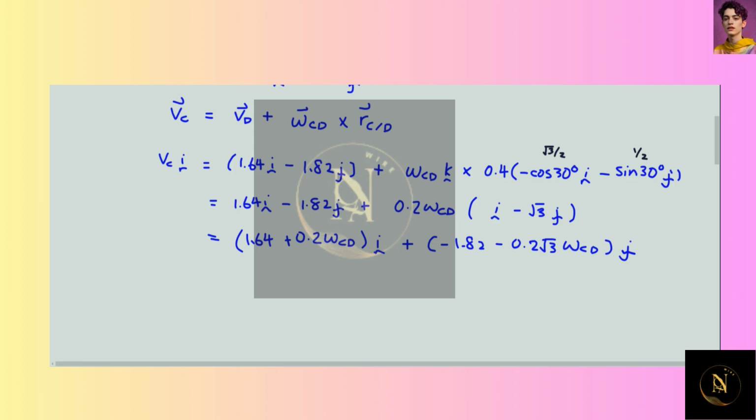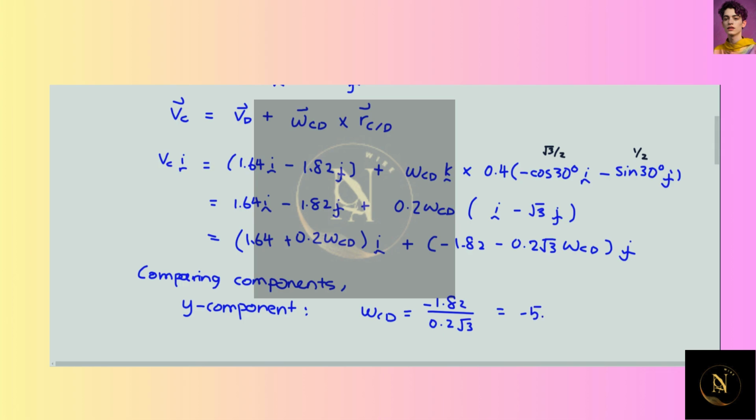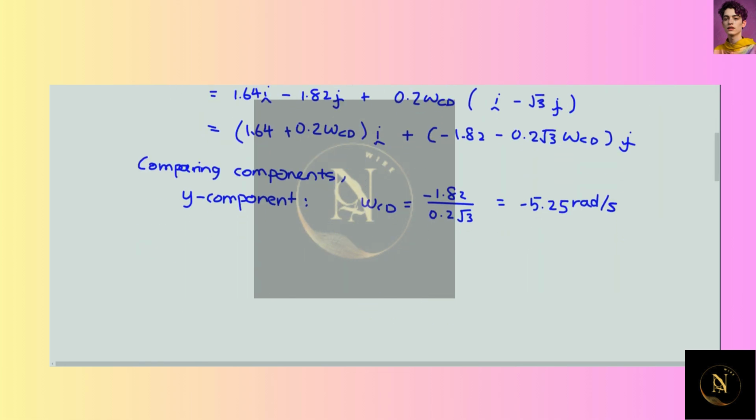Then we compare components again. We start from the y component because we can get omega CD right away. From the y components, omega CD is equal to 1.82 divided by 0.2 root 3. Calculating, you get minus 5.25 radians per second.